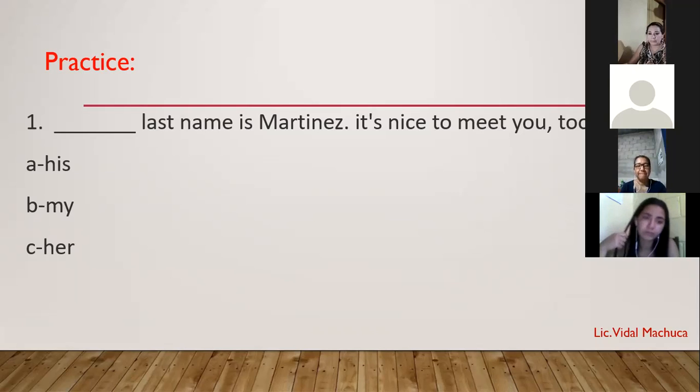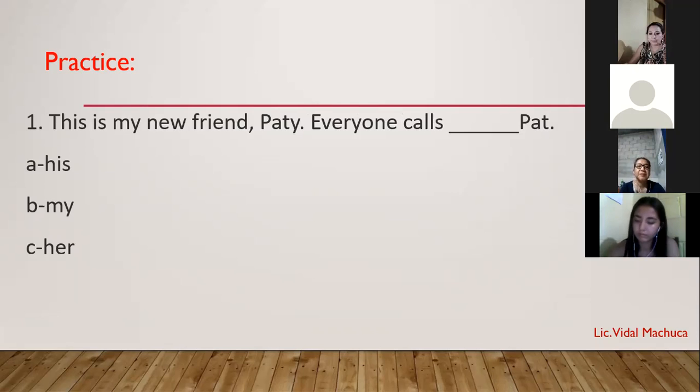¿Continuamos? Shall we continue? Yes. Okay. Ahora tenemos aquí otra que dice, this is my new friend, Patty. Everyone calls her. Yes. Her. ¿Por qué? Porque está la introducción, introduce her, dice, this is my new friend, Patty. Como que dijera, oh, this is my new friend, Jenny. No puedo decir his, porque el his va acompañado con qué. ¿Con qué nombre? Con he. Ajá, con he. Entonces aquí no es he, sino que es she. Entonces la única es her, ¿verdad?